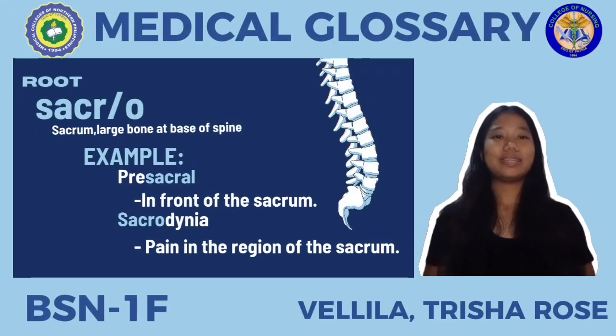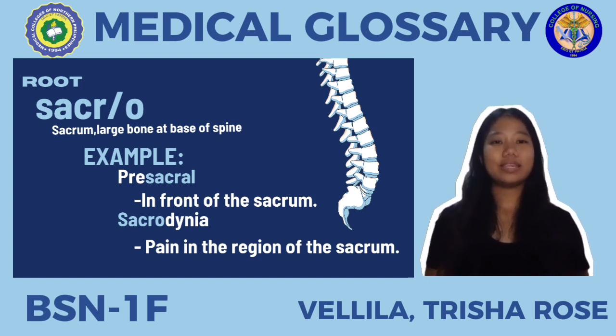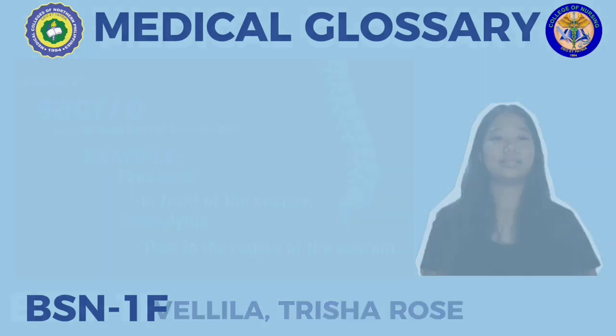Sac or sacro meaning the part of the spinal column that is directly connected with or forms a part of the pelvis and in humans consists of 5 fused vertebrae. For example, presacral. Presacral is in front of the sacrum, wherein pre is the prefix while the root word sacral means sacrum. Another example is sacrodynia. Sacrodynia is a pain in the region of the sacrum, wherein sacro is the root word while the suffix dynia means pain.